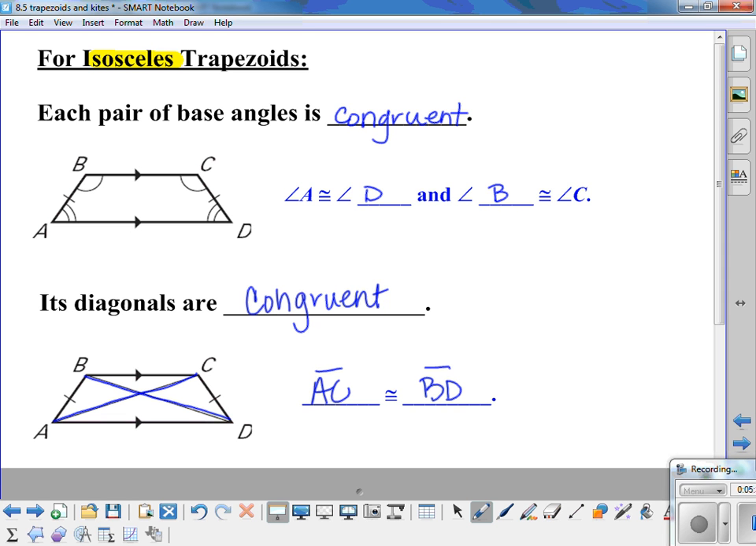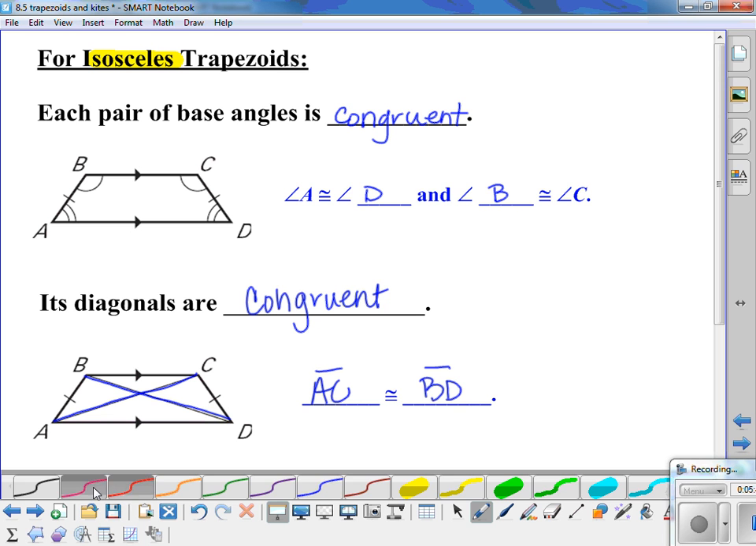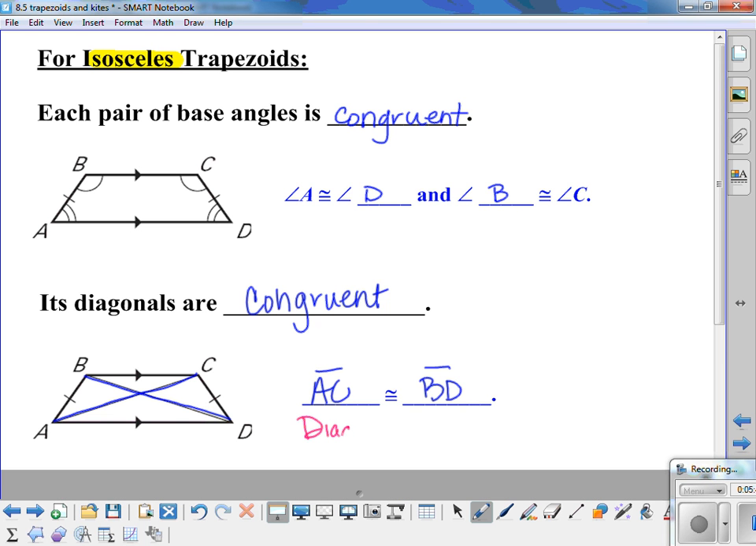Now it's important to realize this is not like a parallelogram. The diagonals do not bisect each other. So make a little note of that. The diagonals do not bisect each other. If you look at them, it's pretty clear that they're not being cut exactly in half.